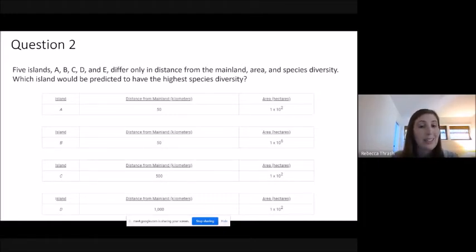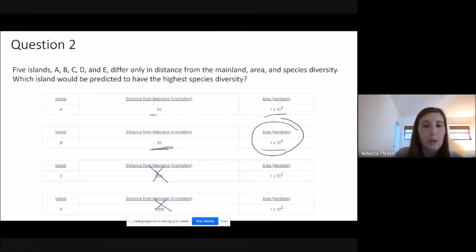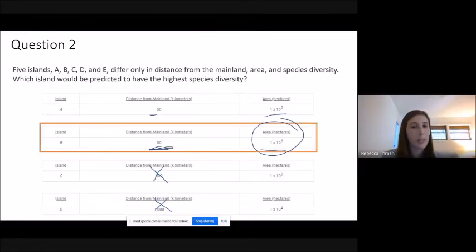So let's look at distance first. Here A and B are the same distance. C is 500 kilometers away, and D is 1,000. So I'm going to assume that means they're not going to be as biodiverse. But we also have to consider area. Island A is 1 times 10 to the 2 hectares, and B is 1 times 10 to the 6. So this is our larger island that's closest to the mainland. That's probably going to be the island with the highest species diversity.